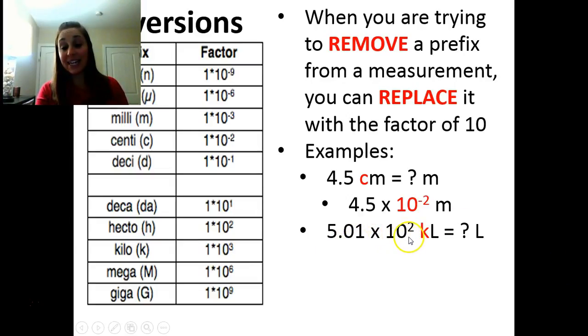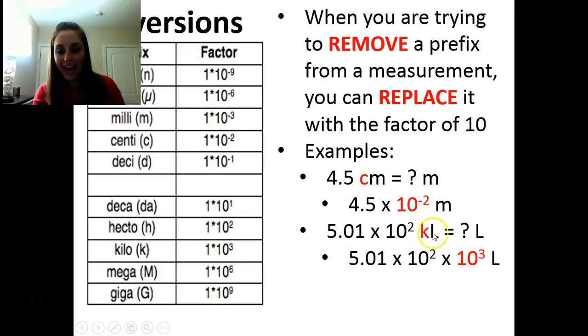5.01 times 10 to the second kiloliters. So kilo is right over here. Kilo means multiply by 1,000. We saw that a second ago. So I can replace kilo with this, 10 to the third. Notice the K in red and the 10 to the third in red. I've removed the prefix and I've replaced it with its base 10.